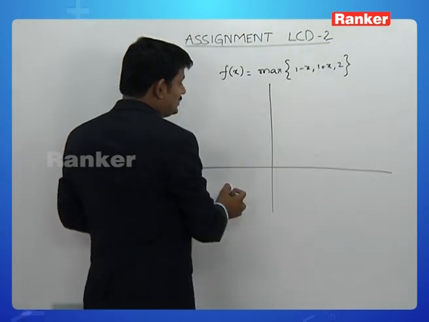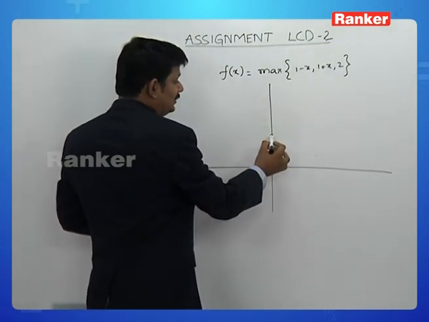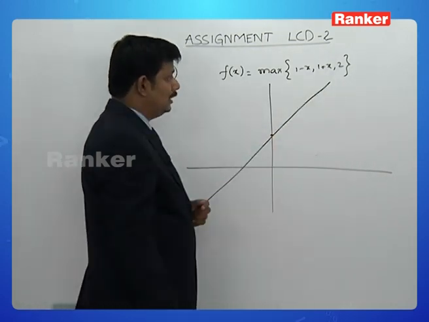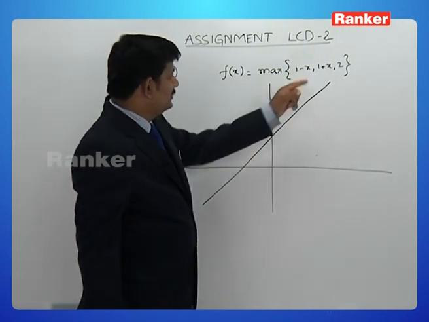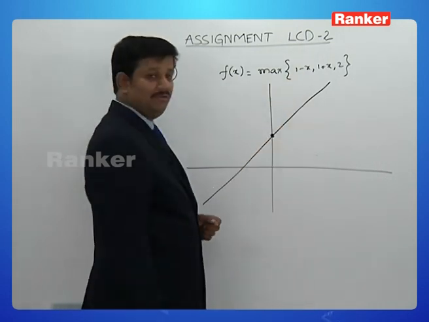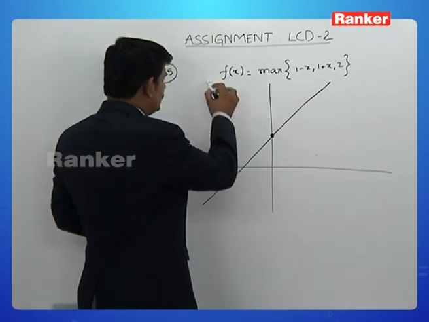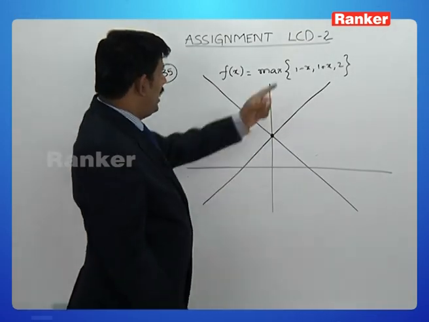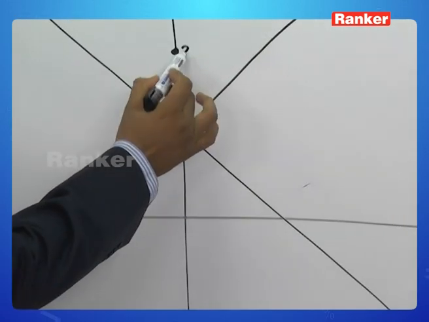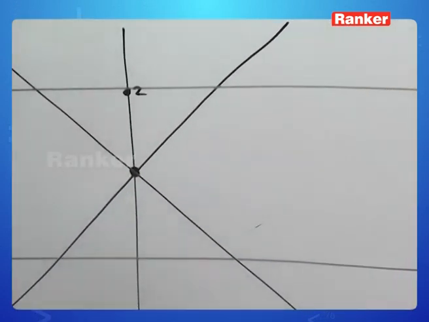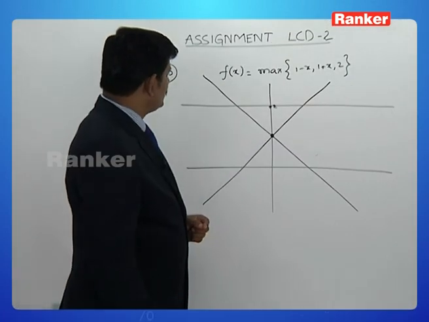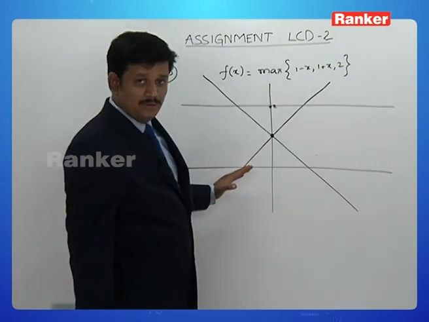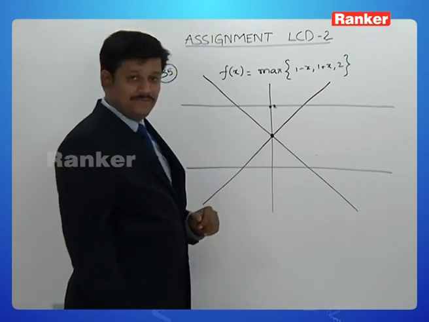1 plus x is a straight line having y-intercept 1 and having slope 1. So, this is the graph of 1 plus x. 1 minus x is a straight line having y-intercept 1 and slope minus 1. So, this is the graph of 1 minus x. And 2 is a constant function parallel to x-axis. Now, f of x is defined as maximum of these 3 functions. So, the one which is above the remaining 2 will become f of x.